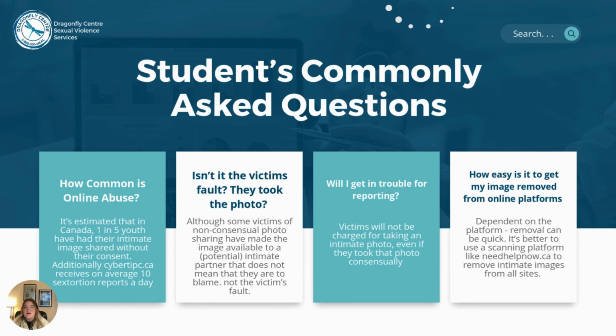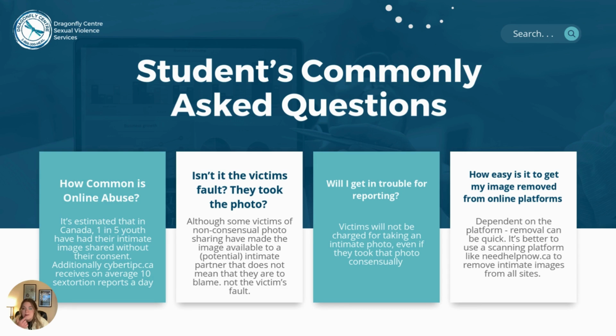Another common question, isn't it the victim's fault? Especially when we're discussing instances where a victim may have made their photo available to the perpetrator. Although some victims of non-consensual photo sharing may have taken and sent their image to a potential intimate partner, this does not mean that they are to blame. The responsibility always lies with the person who shared the image without their consent. Victim blaming discourages reporting and reinforces harmful myths about online abuse.